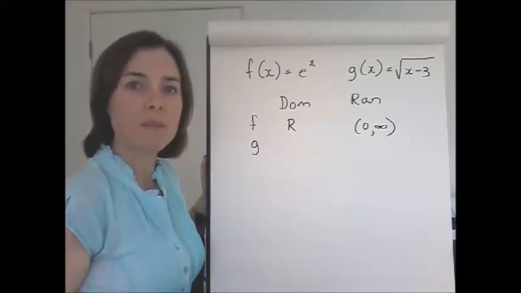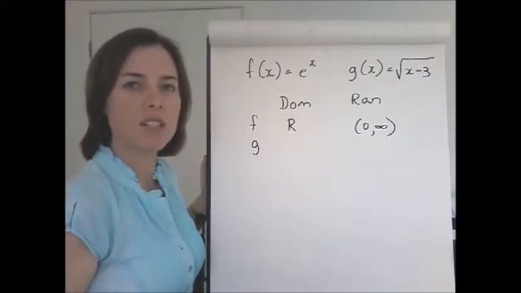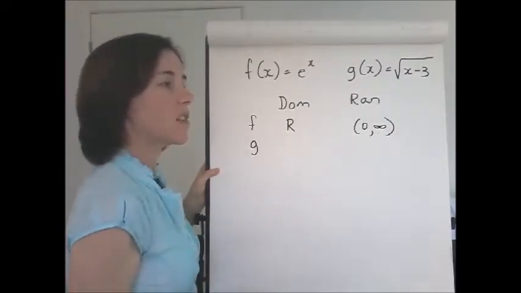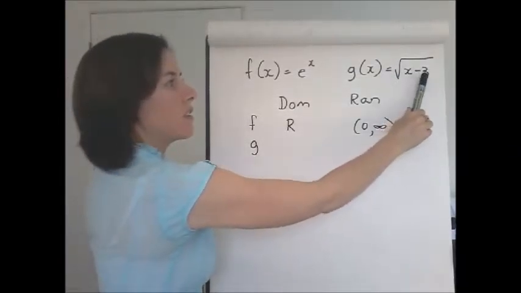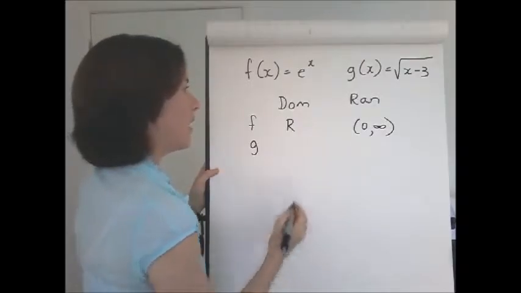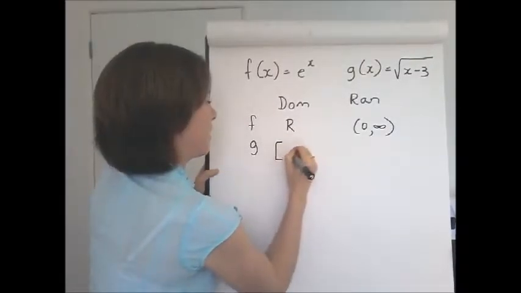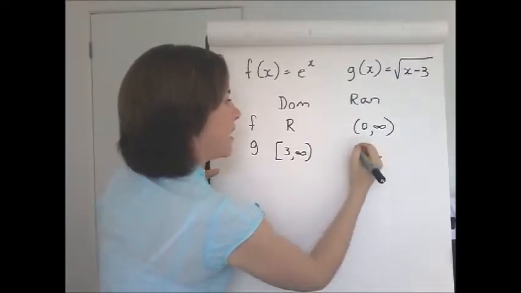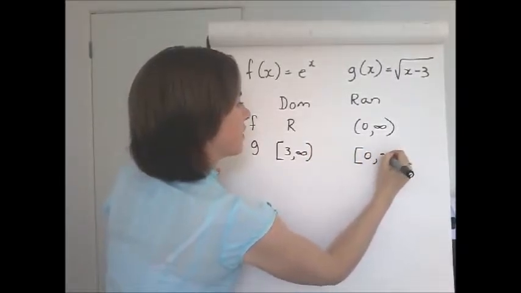Now you're expected to remember the types of graphs that you learned last trimester. For g of x, it's a square root x graph, translated 3 units to the right. So the domain is 3 to infinity, and the range is 0 to infinity.